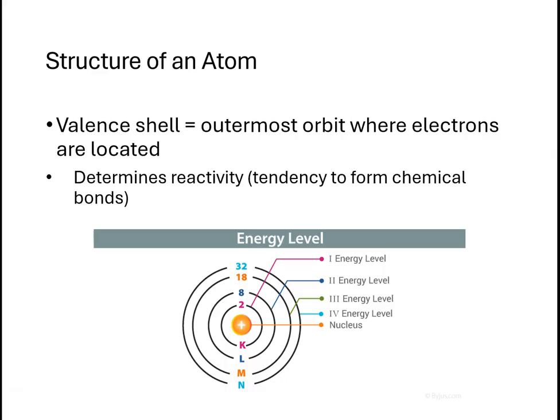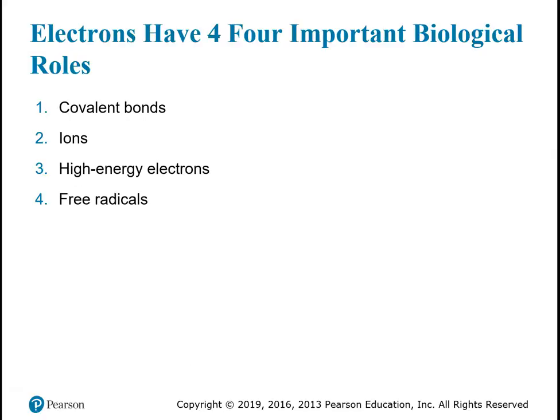All right. Electrons have some very important biological roles. They can form something called a covalent bond. They can form an ion. They can function as high energy electrons, and they can be something called a free radical.